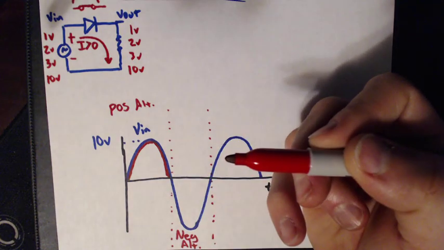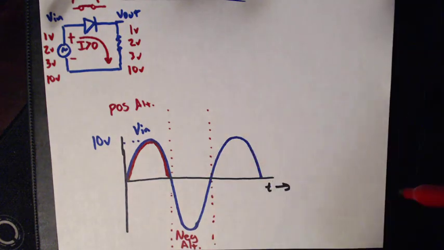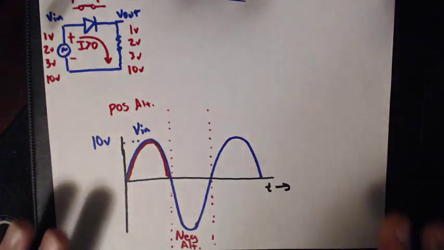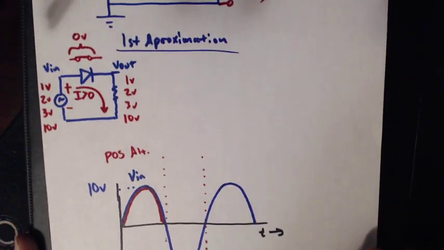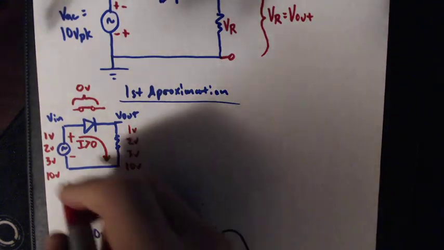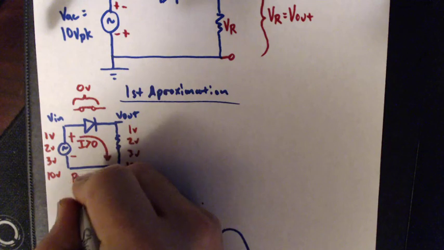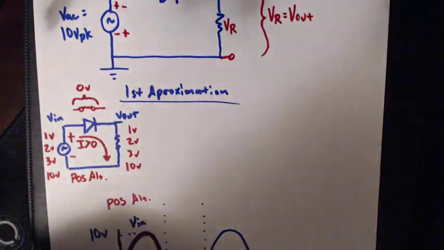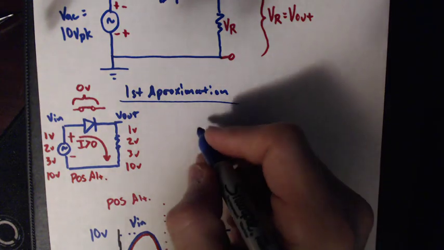Now during the negative alternation, the polarity of our AC voltage is going to flip. So now let's analyze this circuit again, but this time for the negative alternation. So I'll go ahead and redraw this.